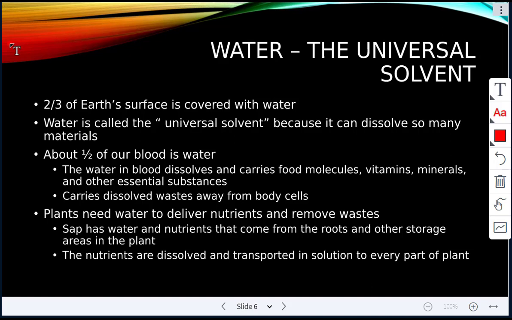Plants need water to deliver nutrients and remove wastes. The sap we see in trees has water and nutrients that come from the roots and other storage areas in the plant. These nutrients are dissolved and get transported in solution to every part of the plant.